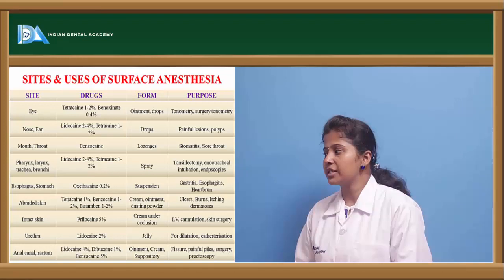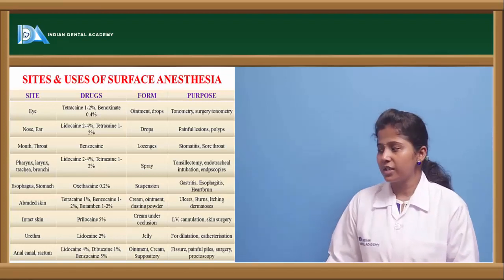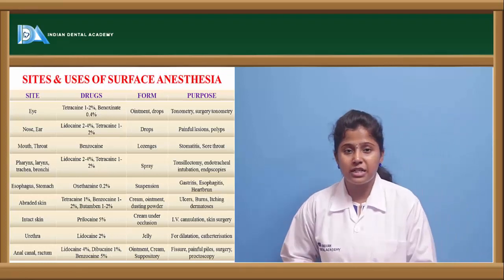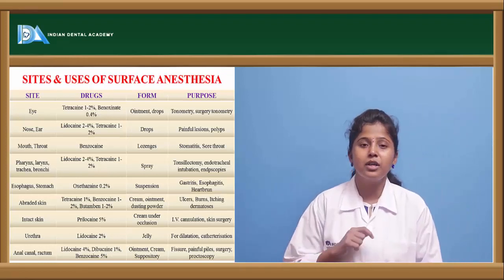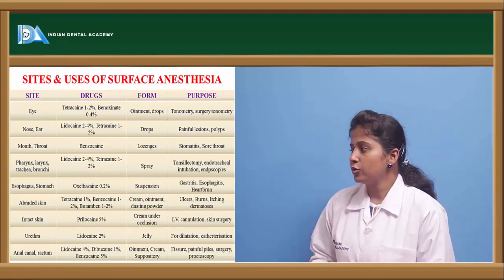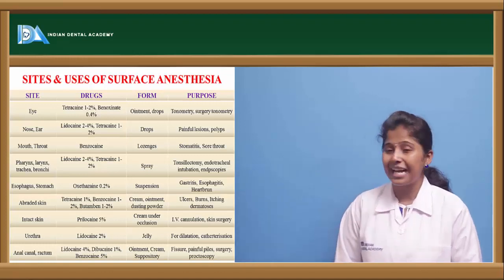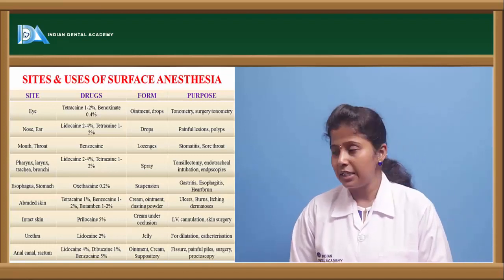And for the esophagus and stomach, oxethazaine at the dose of 0.2% in the form of suspension is given. So this is the oral formulation, where it is formulated in the form of suspension, and it is used for gastritis, esophagitis, and if there is any heartburn.